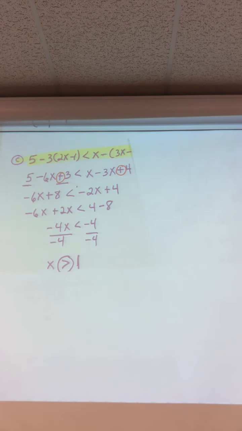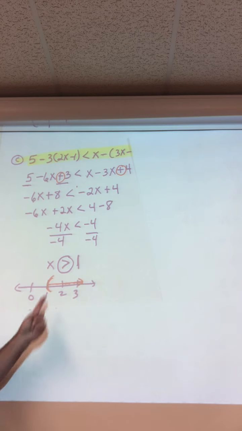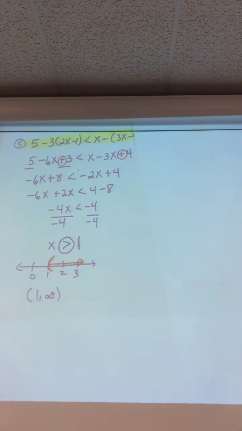Now, how do I represent all the numbers greater than 1? It's all of the numbers to the right of 1. Parentheses because there's no equal to. Since this graph is going to the right, that means infinity, and infinity always goes on the right side of the comma. Never put a bracket on the infinity. And it started at 1, parentheses, because there's a parentheses there.